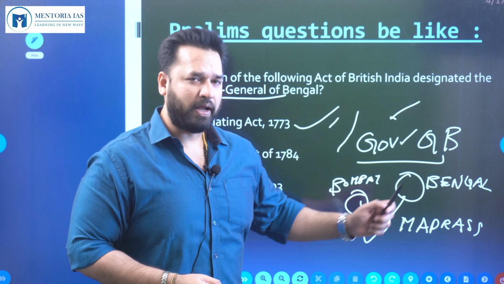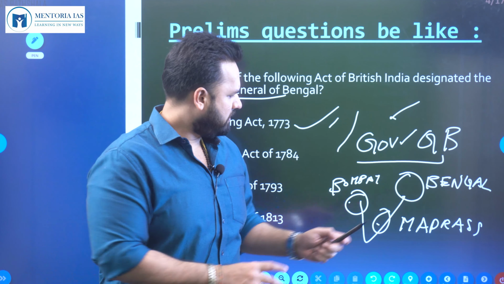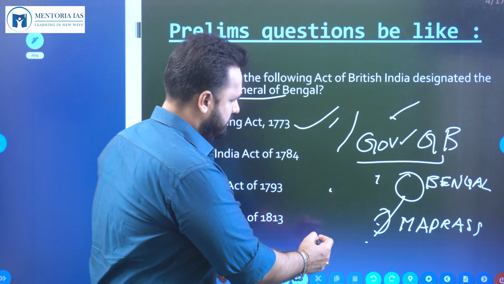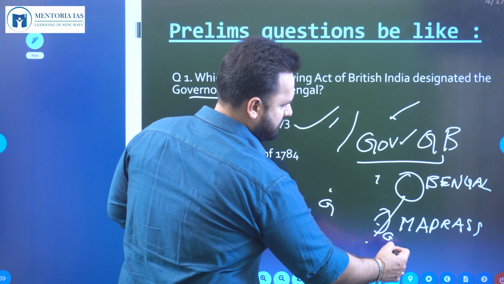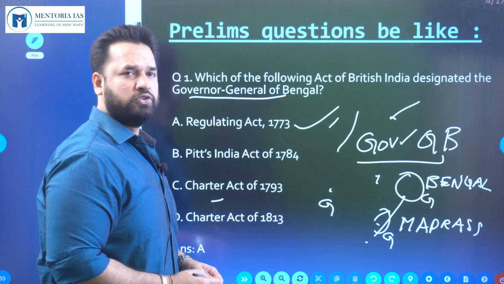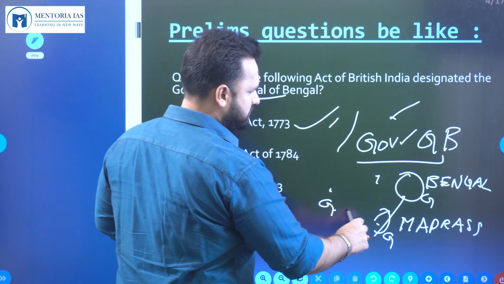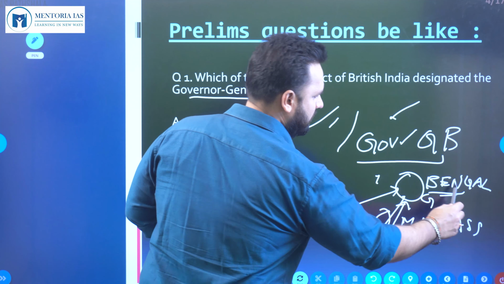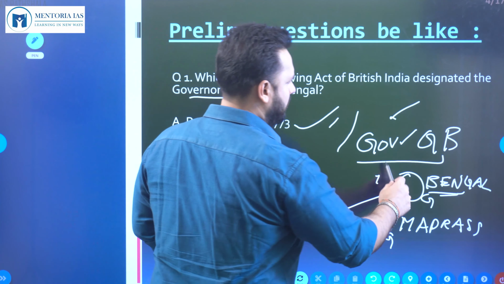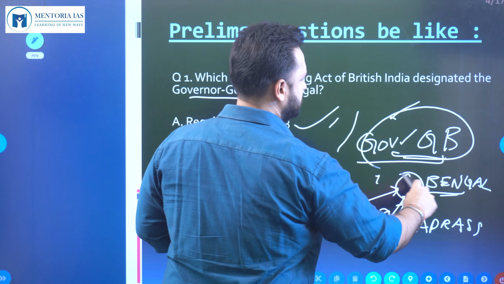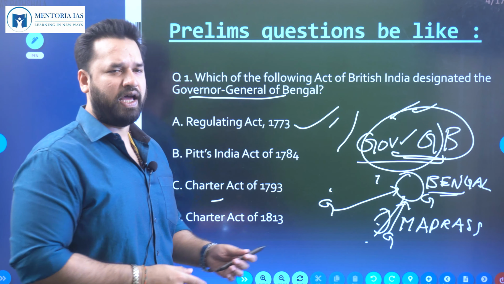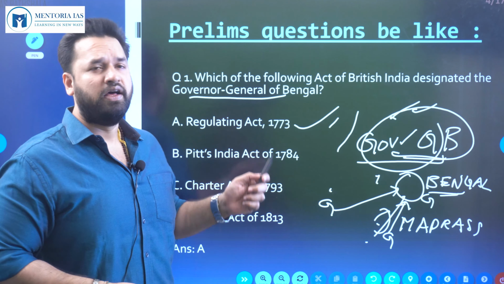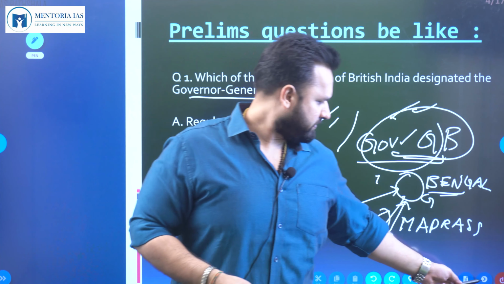Bombay, Madras and Bengal, all these regions had governors. There is a governor here, there is a governor here, there is a governor here. So what they did was they gave the Madras governor's powers to Bengal, and they said the Governor General of Bengal will become the general here. So this is the answer. Which act gave this power? This is the Regulating Act 1773.